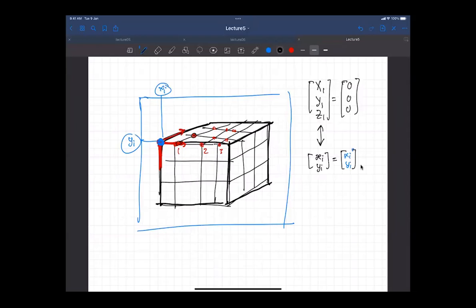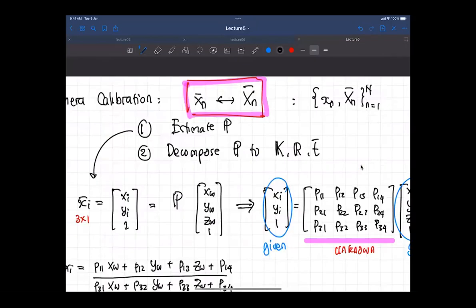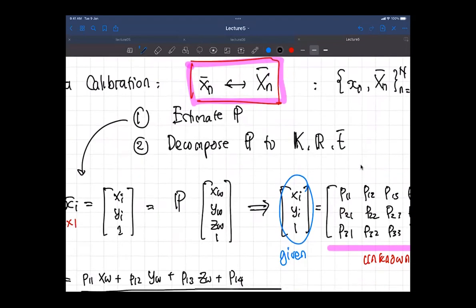All right, any questions here? That's how you get the capital Xn and small xn. And because you have xn and capital Xn now, then you can estimate P using this SVD solution and least squares. And the next question is, of course, after we get P, how can we get K, R, T, right? So that will be for the next discussion. Okay, any questions, anyone? All right, if there are no questions, let's have a break and we discuss again at 8 p.m.